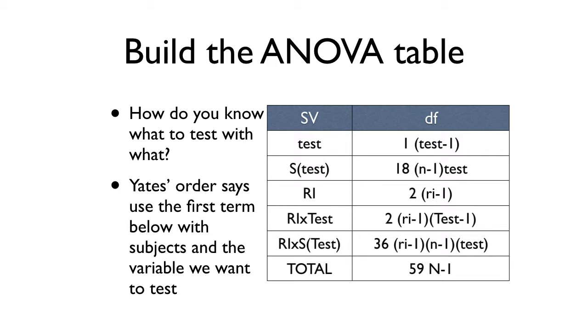So now what we do is we look below. If we were doing this analysis, we get the mean square for test, and we divide by the mean square for subjects within test. For retention interval and retention interval by test, we test those with this error term here, retention interval by subjects within test. Okay.